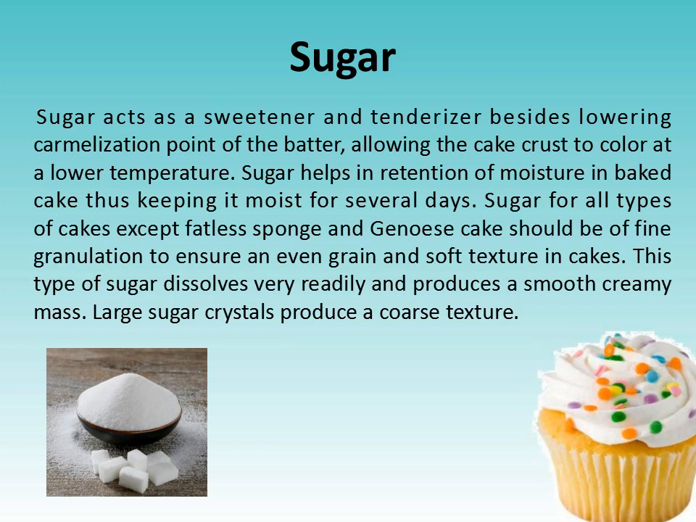Sugar for all types of cakes except fatless sponge and generous cake should be of fine granulation to ensure an even grain and soft texture in cakes. This type of sugar dissolves very readily and produces a smooth creamy mass. Large sugar crystals produce a coarse texture.